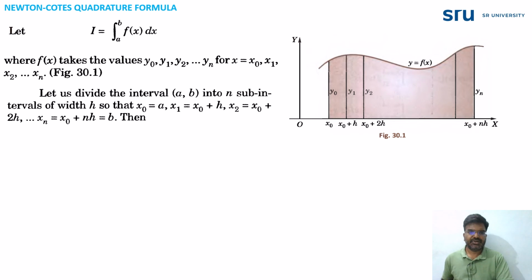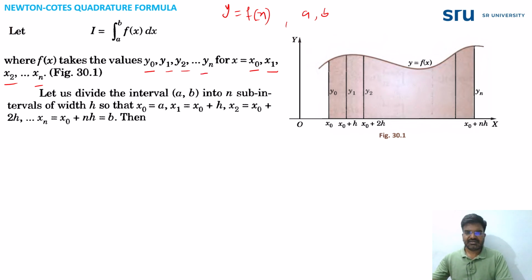Now we discuss the Newton-Cotes quadrature formula. See, we have to integrate the function y equal to f of x between a, b. We know only functional values at x equal to x naught, x1, x2, and so on, xn. The functional values are y naught, y1, y2, and so on, yn.